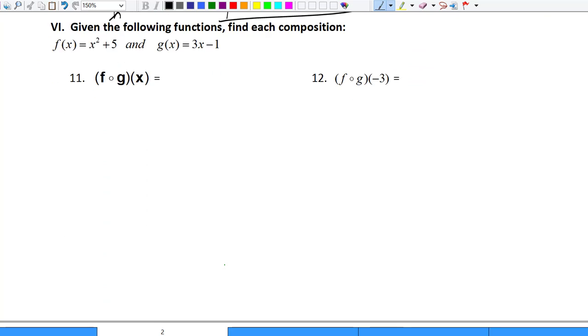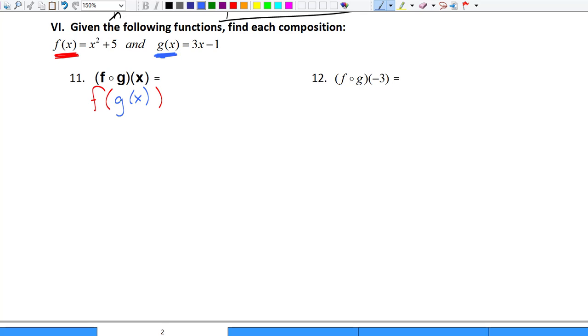For this next problem, it says, given the following functions, find the composition. So it says f composed with g of x. I am going to use colors again. I know I like my colors here. I'm going to use all of my f's in red and my g's in blue. So when I'm trying to find f composed with g, an easier way to think about that is f of g of x. This is an easier way to write it.